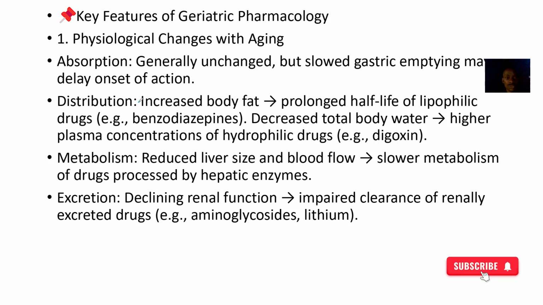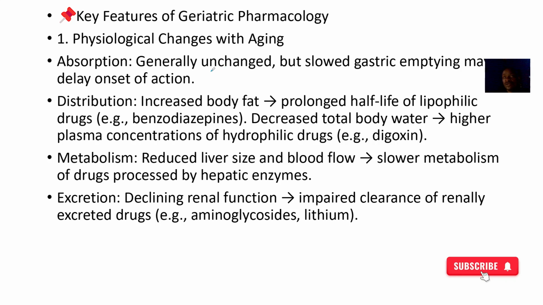Absorption is generally unchanged, but could be affected because there's slow movement of the stomach; peristalsis is now occurring slower in old age. Distribution: the person now has more fat, so there's a prolonged half-life of some drugs. Metabolism: you are looking at how the liver has been affected all this while, and blood flow is also sluggish, so there's slower breakdown of drugs.